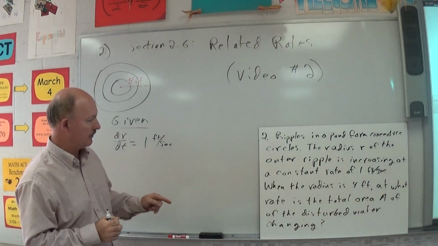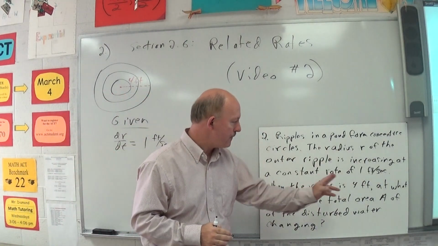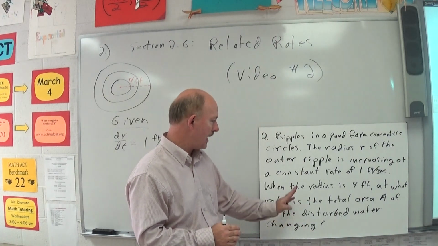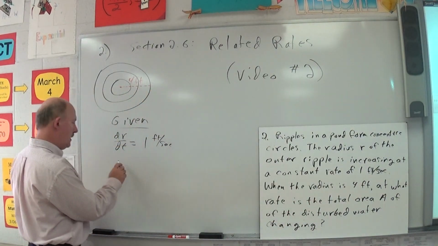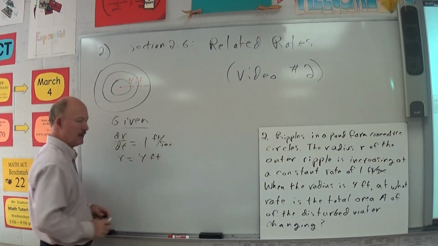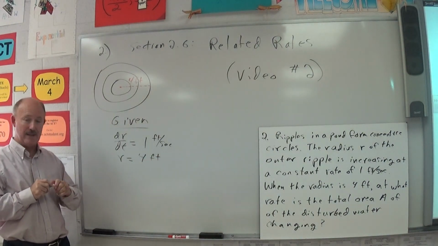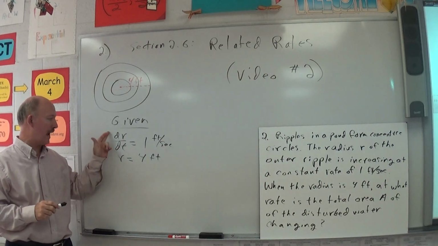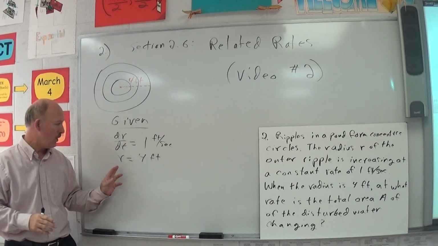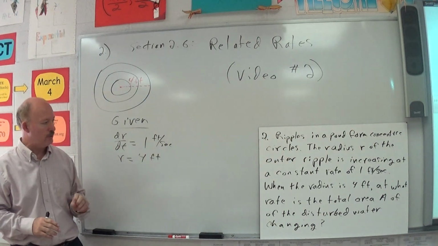Okay, what else do they give us? It says when the radius is 4 feet, at what rate is the total area of the disturbed water changing? So when the radius is 4 feet, they're also telling us that r is 4 feet. They describe the rate of change of the radius with respect to time as 1, when the radius is 4.